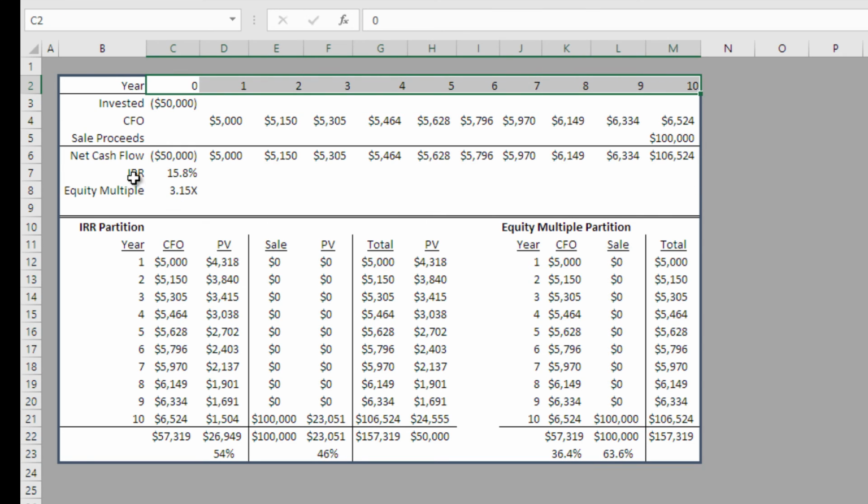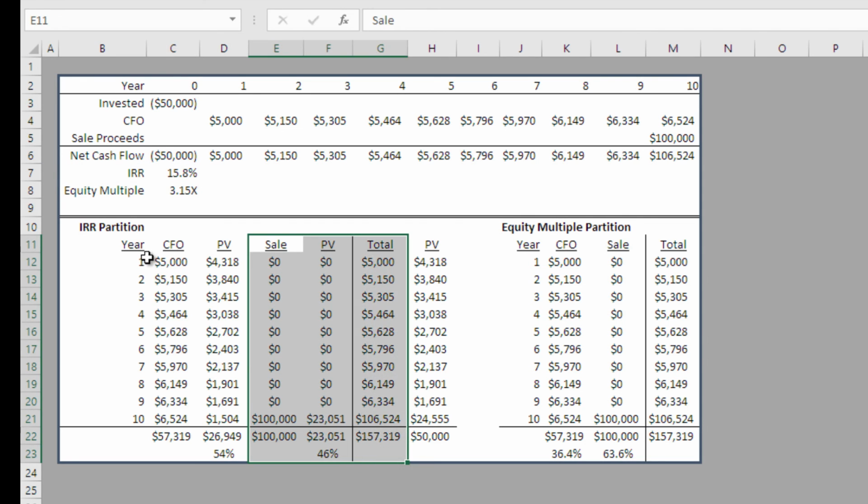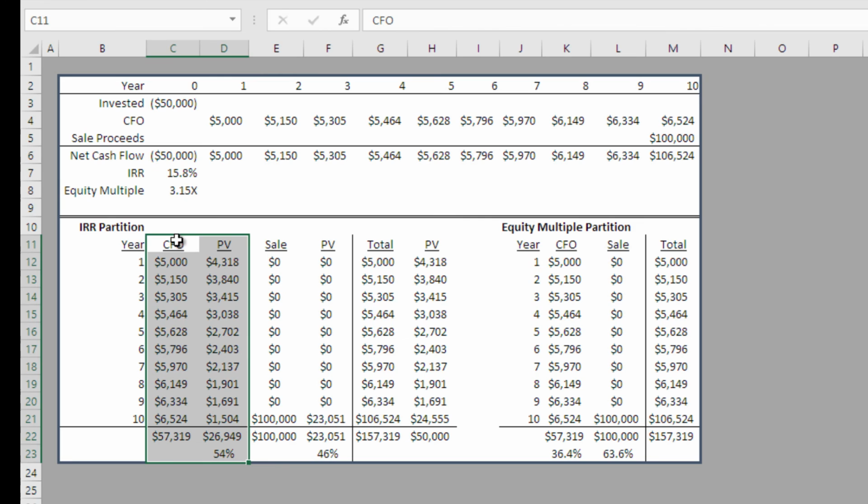When we look at it from an IRR perspective, there's a larger proportion of our returns that are actually coming from income. And so that's how you partition the IRR in Excel of a real estate investment. Let me just, for fun, to finish the last minute here, show you how this can change.